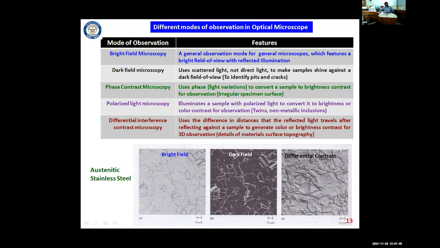And also differential interference contrast microscopy. This is mainly used wherever surface topography is there. So in those cases, you can use the differential interference contrast microscopy mode.